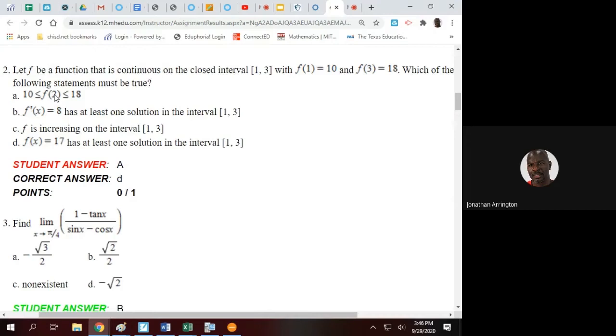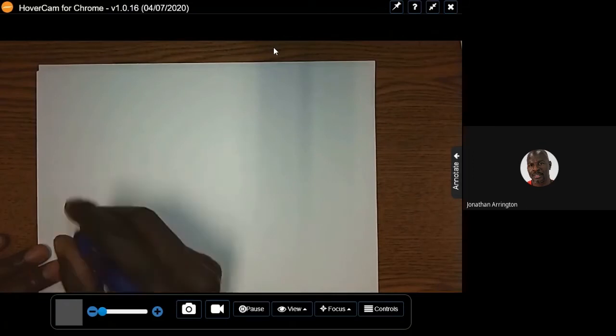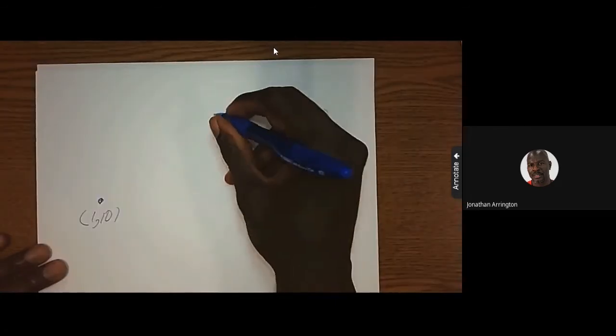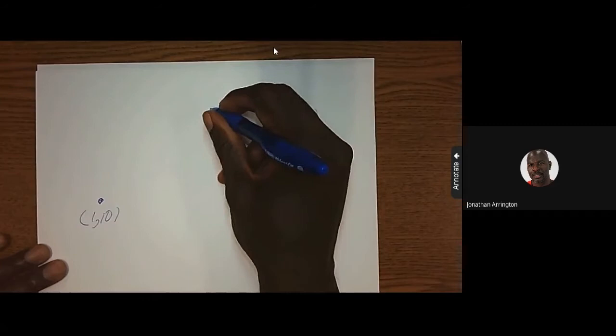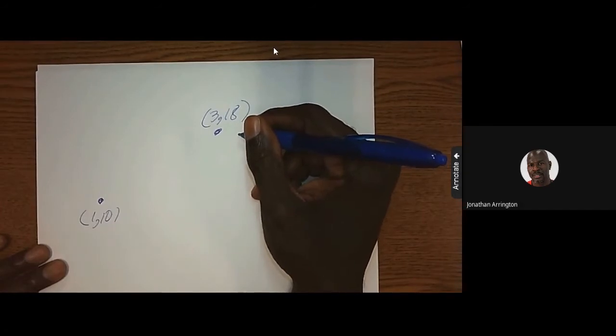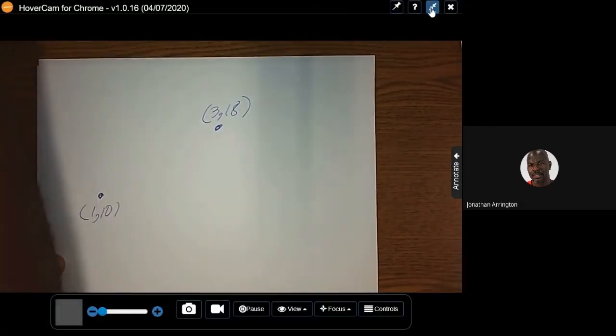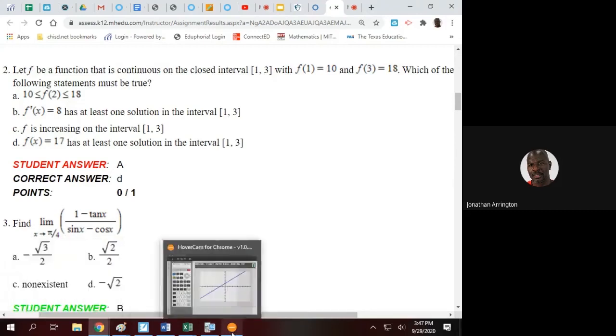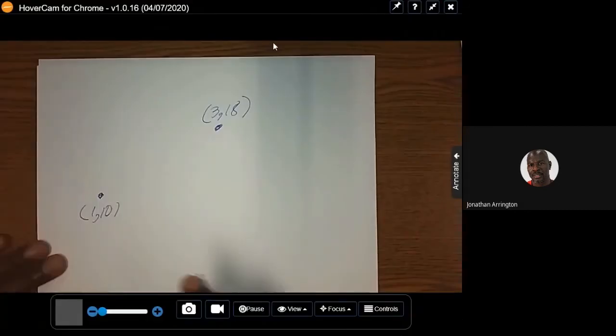Now, do you think that has to be true? Let's think about it. So let me draw a graph real quick. So my points are (1, 10) and (3, 18). So let's say this is the point (1, 10), and let's say this is the point (3, 18). So the problem is saying that f of 2 must be between 10 and 18. So greater than 10, less than 18. And it might sound like that should be true, but it should not.